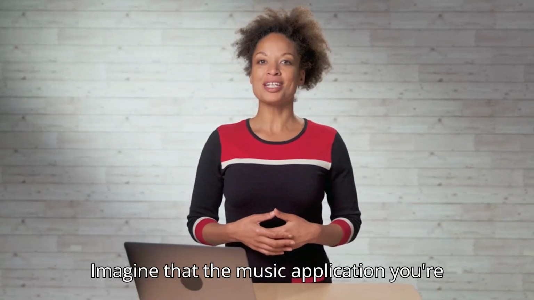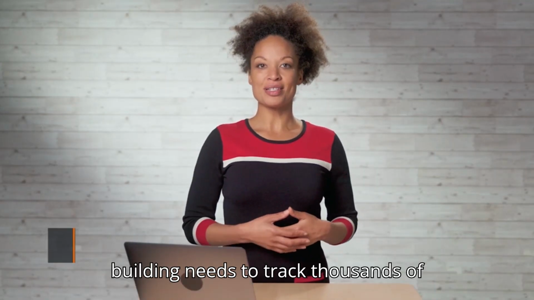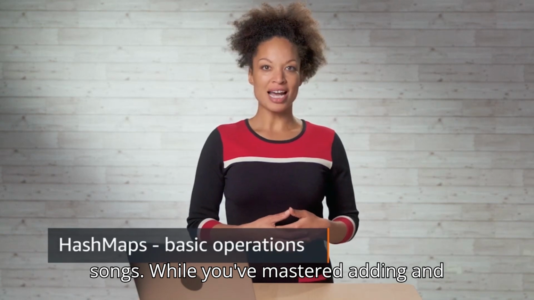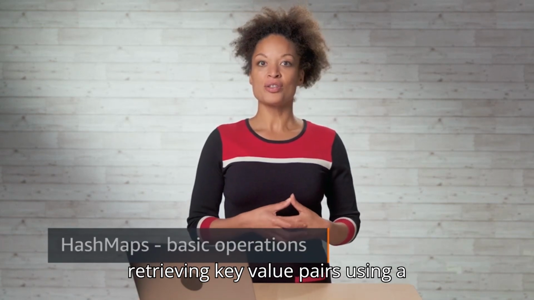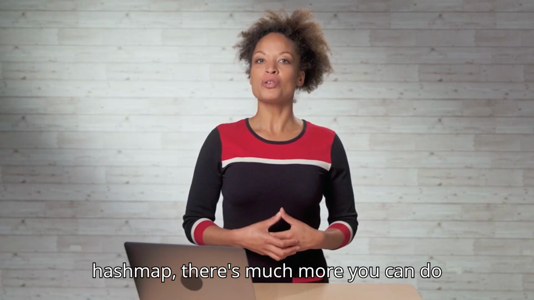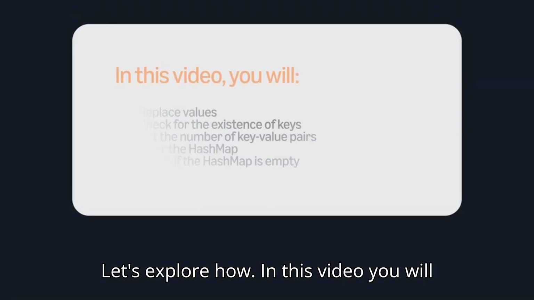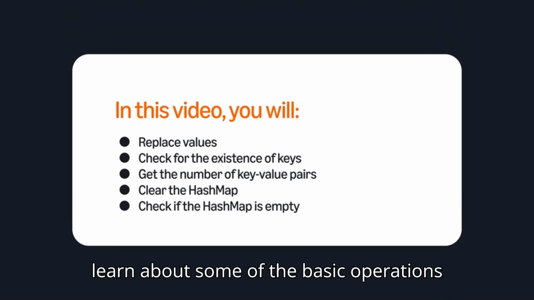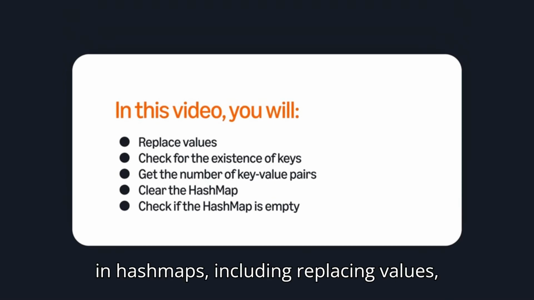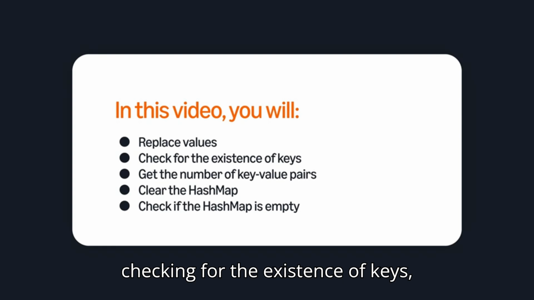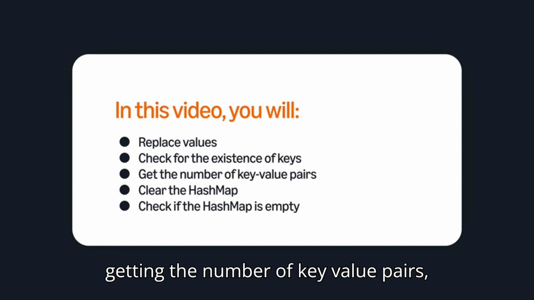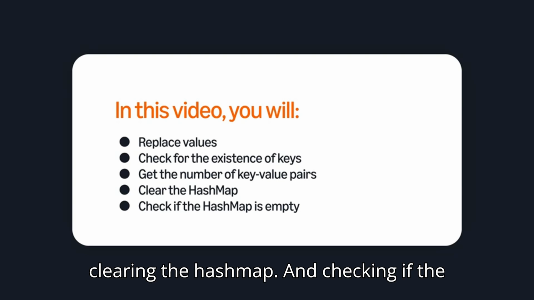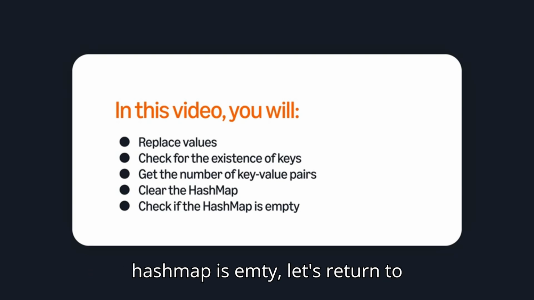Imagine that the music application you're building needs to track thousands of songs. While you've mastered adding and retrieving key value pairs using a hash map, there's much more you can do with it to enhance your application. Let's explore how. In this video, you will learn about some of the basic operations in hash maps, including replacing values, checking for the existence of keys, getting the number of key value pairs, clearing the hash map, and checking if the hash map is empty.